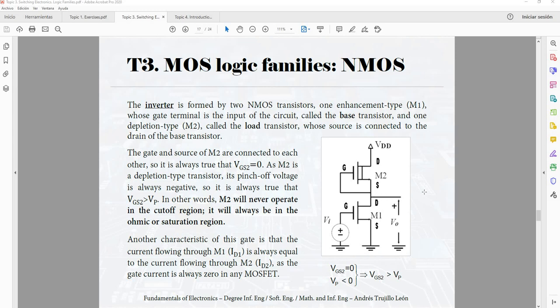Okay, so well, we know that they are NMOS because we have the arrow leaving the transistor, not entering but leaving the transistor.